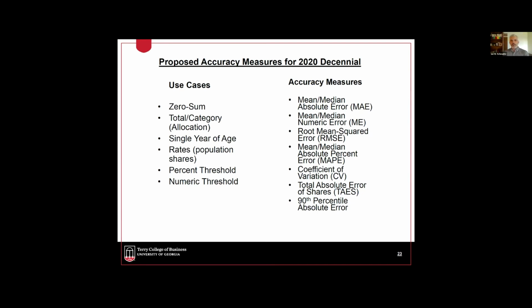Each of those different use cases may be more or less well represented by different types of accuracy measures. And so we've got an increasing kitchen sink of different concepts of accuracy being used to evaluate this disclosure avoidance system. So the mean or median absolute error, the mean or median numeric error, the root mean squared error, coefficient of variation, and so on.